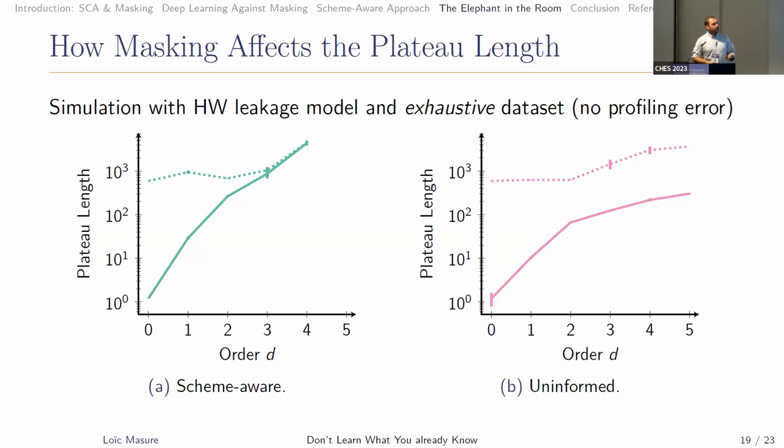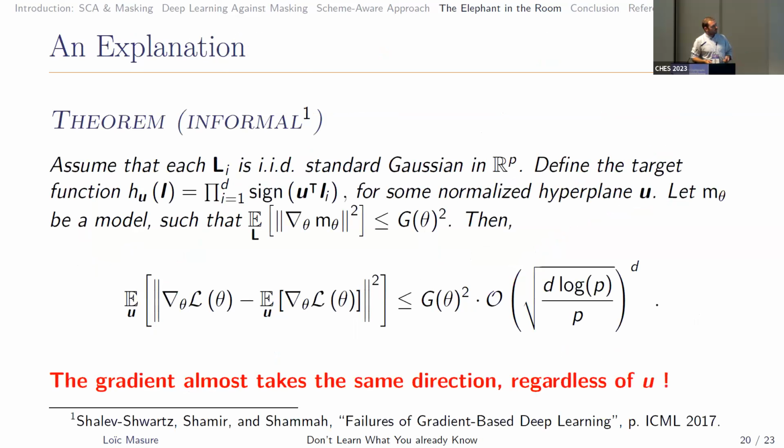Okay, so can we find a theoretical explanation for that? There exists a little literature about that. In particular, I found this paper from ICML by Shalev-Shwartz, Shamir, and Shammah. This is not the same Shamir.